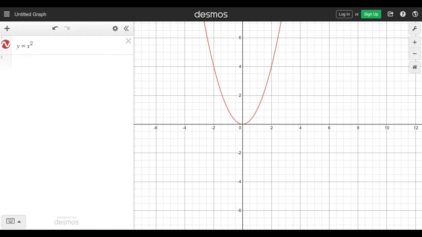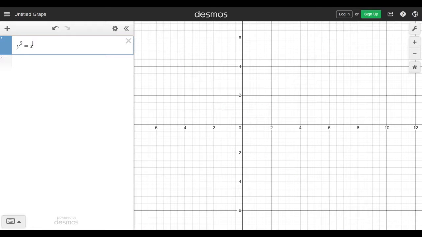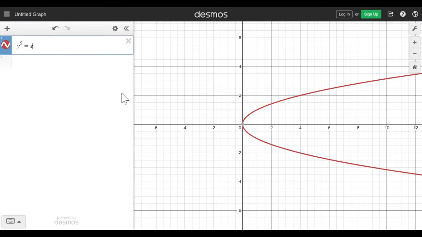Let's have another example. What if you're going to have a power of 2 for your y here? So the parabola would be actually facing to the right side. So the opening is going to the right side. So where's the line of symmetry here? So let's follow the rule.